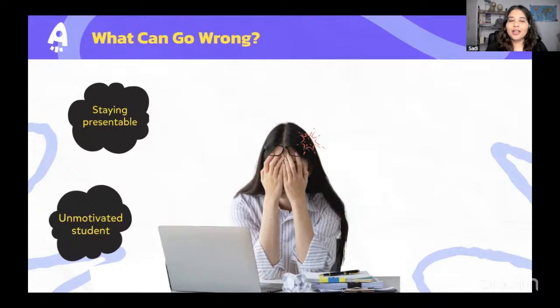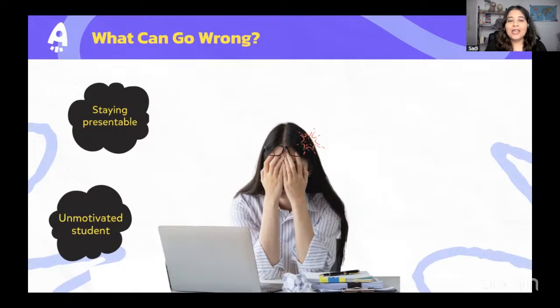The second thing that can go wrong is an unmotivated student. Sadly, a lot of the times the parents push their kids into extracurricular activities such as ESL classrooms, and you're a stranger to them, so it can be difficult finding their niche and understanding how to break the ice to build that kind of rapport with them and have a longer relationship with them.